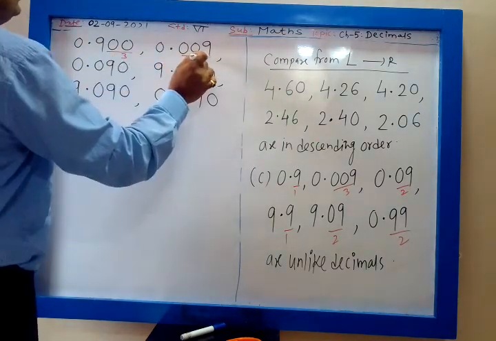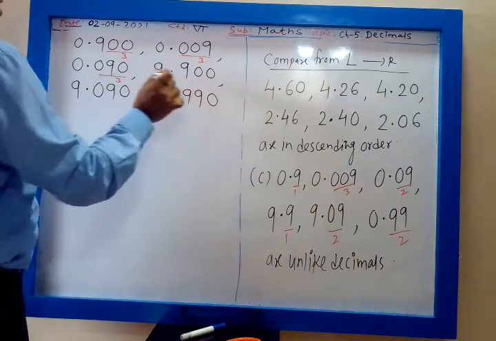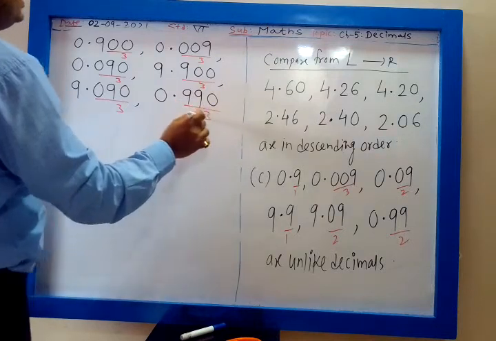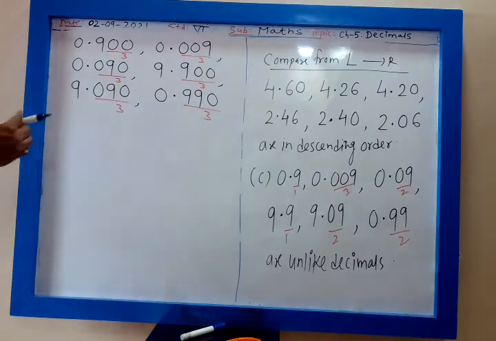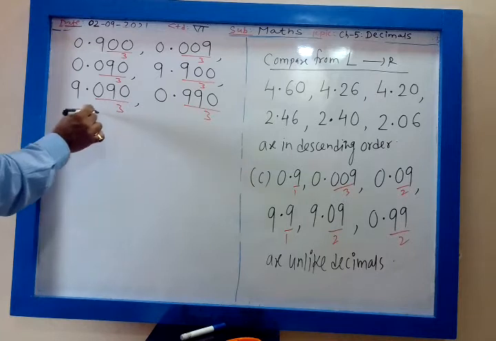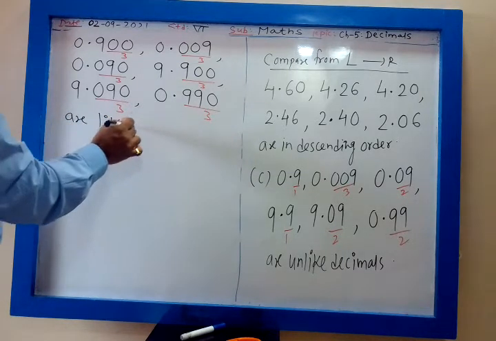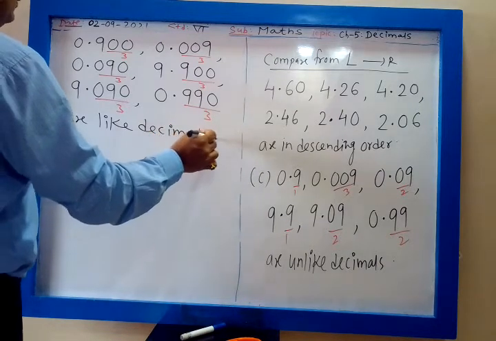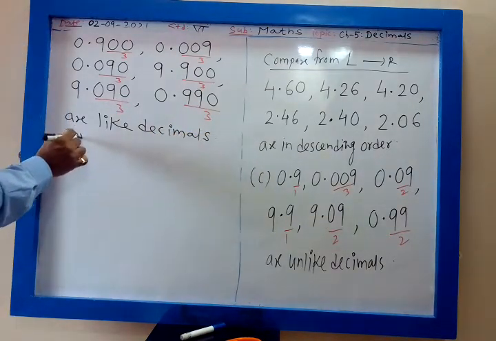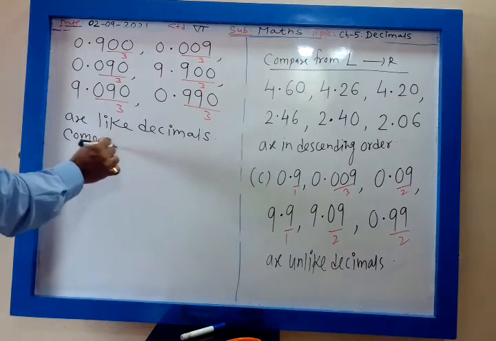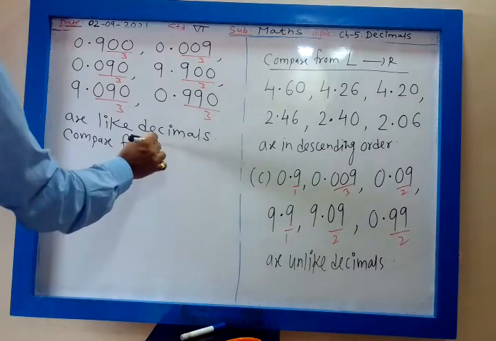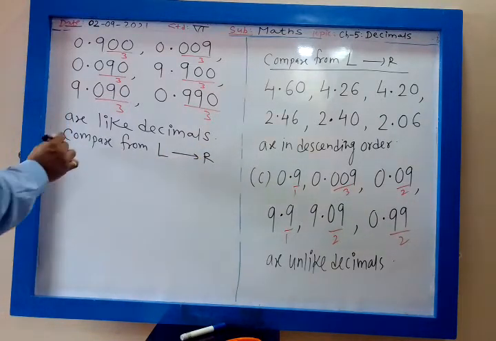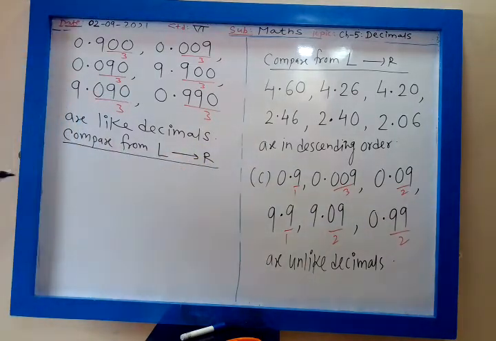3, 3, 3, 3, 3, 3, the number of decimal places is 3. So they are like decimals. We have converted unlike decimals to like decimals. Now compare from left to right. Let us compare from left to right.